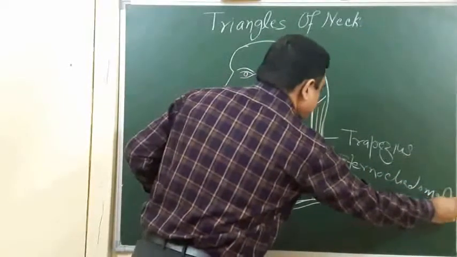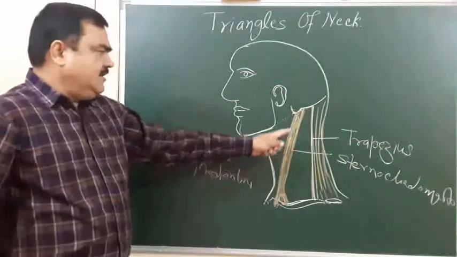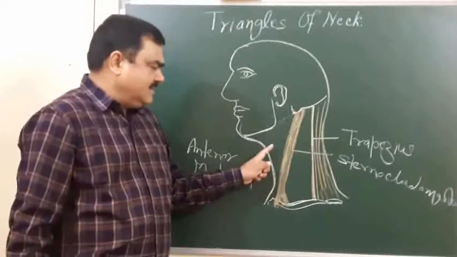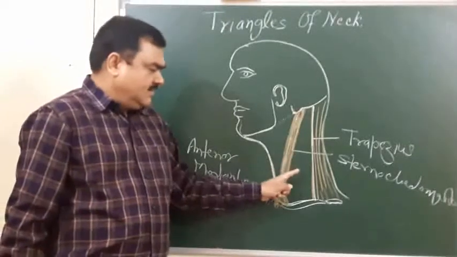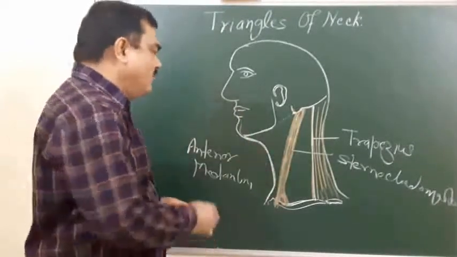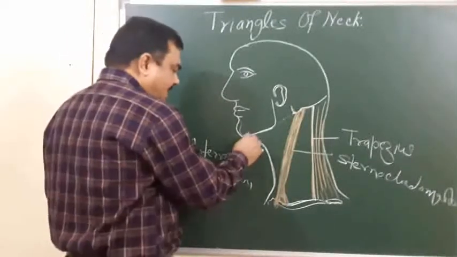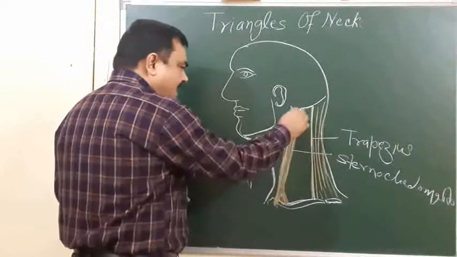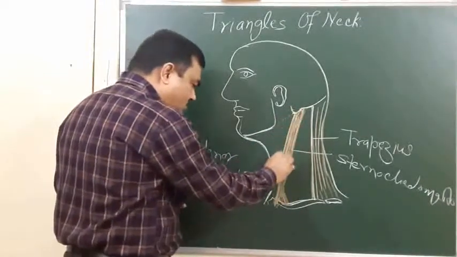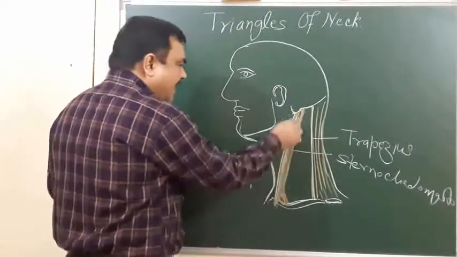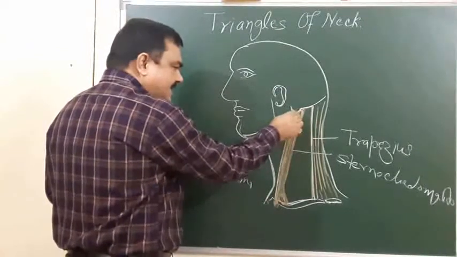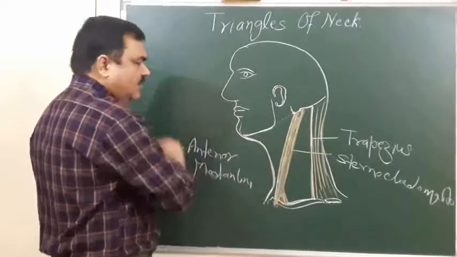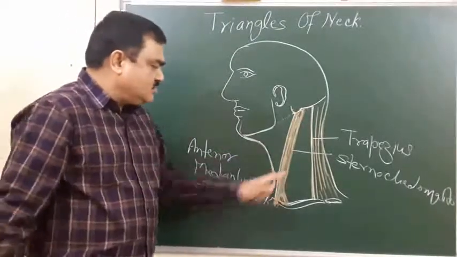This sternocleidomastoid muscle divides the lateral side of the neck into two triangles. One triangle is here and another is here. The anterior triangle is bounded anteriorly by the anterior median line and the anterior border of the sternocleidomastoid muscle, and superiorly by the imaginary line from the mastoid process to the angle of the mandible and the base of the mandible. So this is the anterior triangle, this is the posterior triangle.